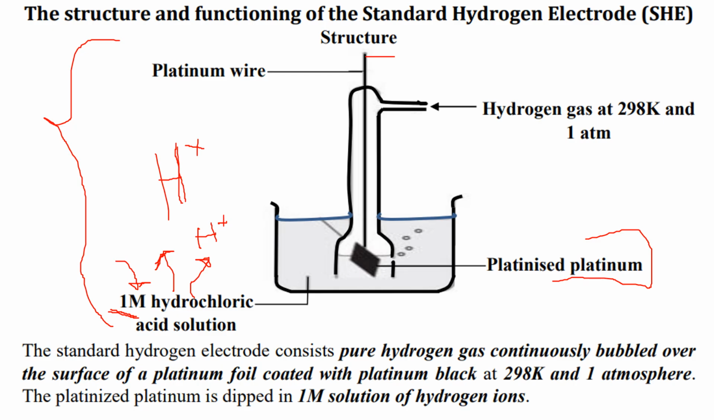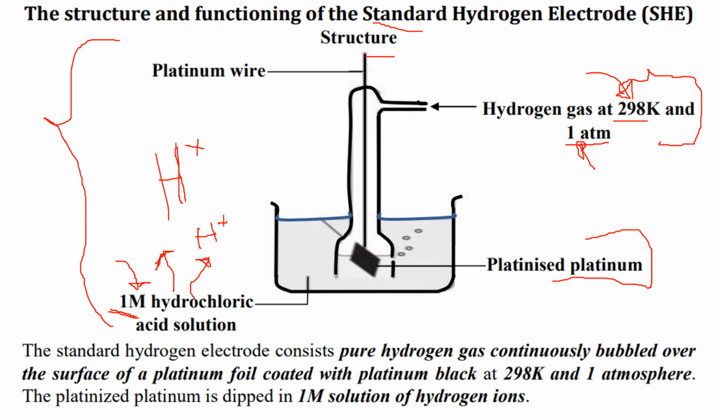Now after arranging our apparatus, we get a space and then we insert hydrogen, but we insert hydrogen in this cell at standard conditions of 298 Kelvin together with 1 atmosphere. The reason why we do that is because it's a standard. If I tell you something is standard, that means that we need to do everything under standard conditions. The standard conditions are 298 Kelvin temperature together with 1 atmosphere. Then the platinum wire has been dipped into the platinized platinum together with the 1 molar hydrochloric acid solution.